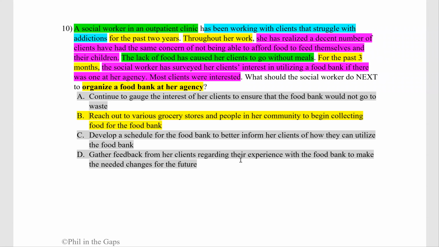The correct answer is reach out to various grocery stores and people in the community to begin getting food for the food bank. So we need to get the food to make sure that we have food so that way we can give it to the clients. Because at the end of the day, we're still organizing it. And the first step is to get interest and rapport. After that, we need to be able to gather the resources together in order to deliver it. So we can't develop a schedule if we don't have the food because we don't want to have a false persona. D, it's not implemented yet. A, we already have enough interest. So the correct answer here is B. So that's how we look at that question in particular.